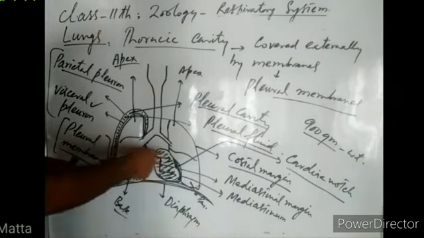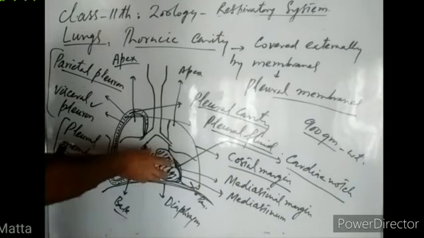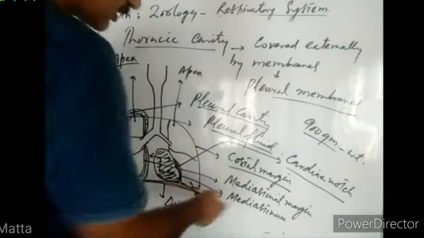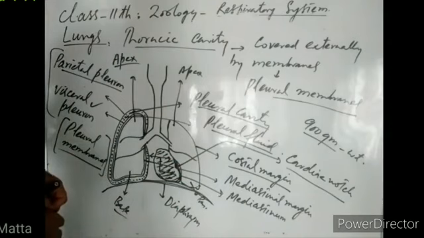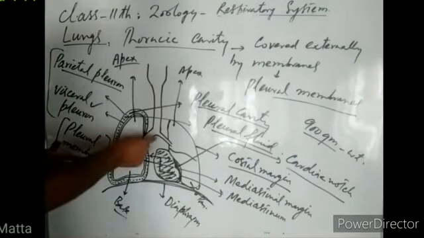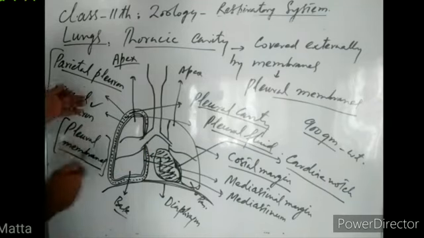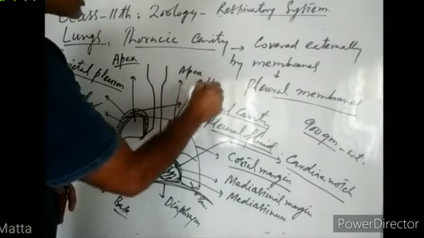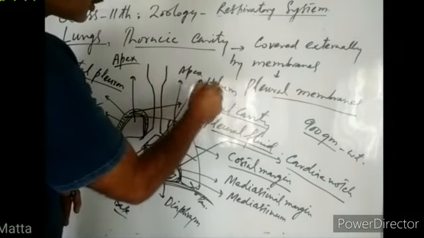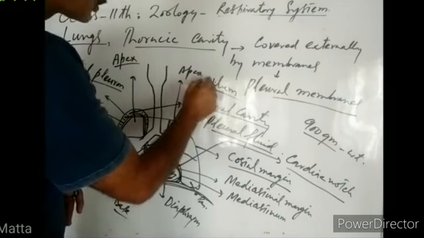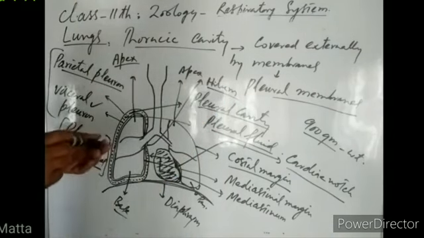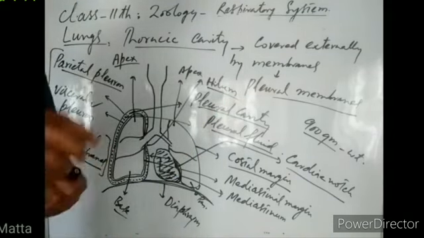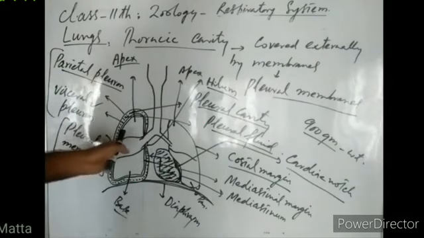The space between two lungs in which the heart is situated is known as the mediastinum. And the point through which the primary bronchi enter into the lungs is known as the hilum, or we call it hilus. Through this hilum, the primary bronchi, blood vessels and nerve fibers enter into the lungs, right?